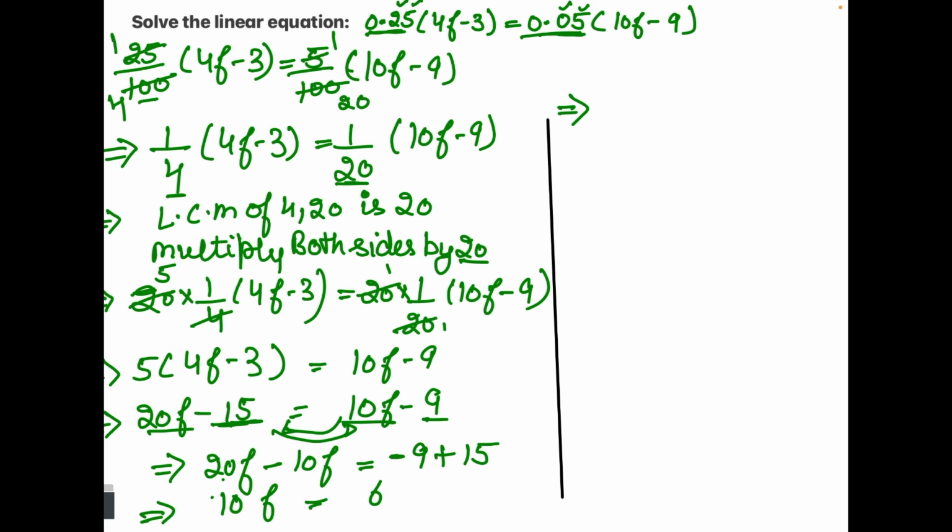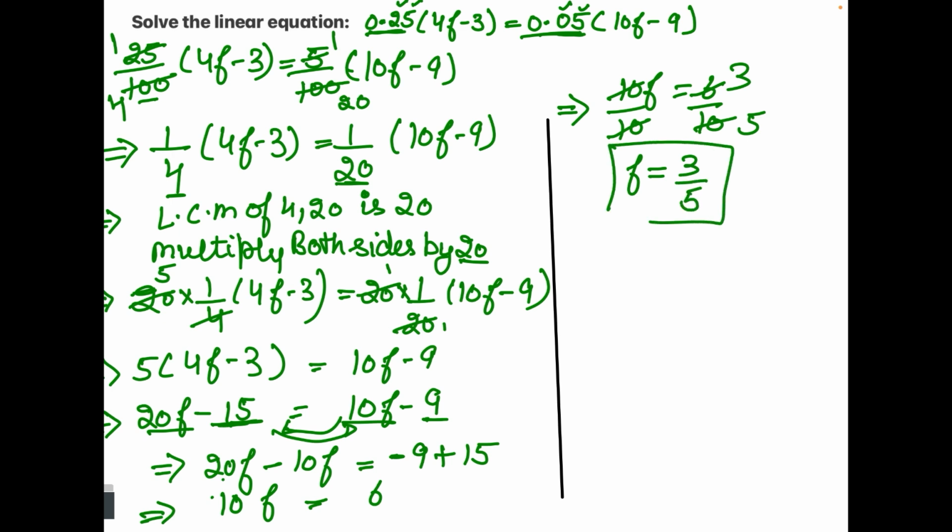Now we will divide both sides by 10. Both 10 cancel out, and we now will simplify the fraction. It will become 3 over 5. So the value of f is 3 over 5, or we can convert this fraction into decimal, and after dividing 3 by 5 we get 0.6. So the value of f in the decimal form is 0.6.